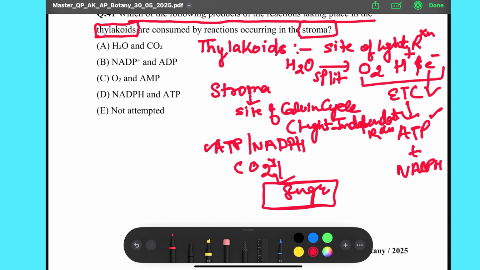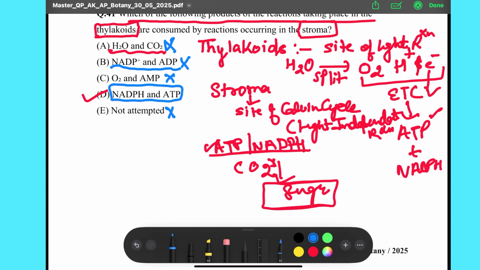So the answer will be ATP and NADPH. If asked about water splitting in the thylakoid, NADP positive is not it, this is also not, and here it is not. So the answer will be NADPH and ATP.